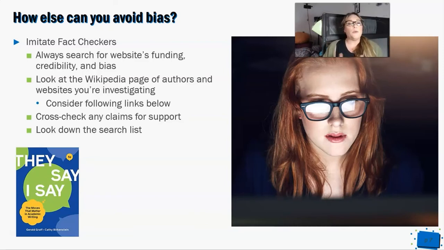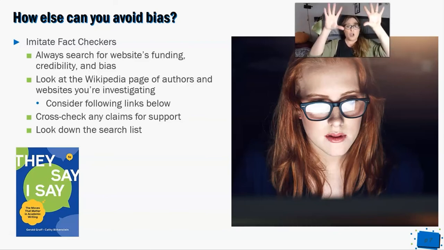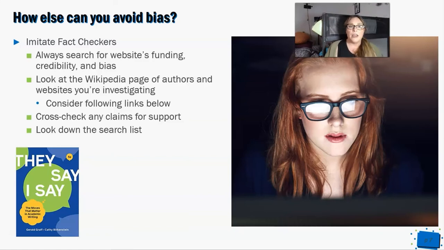I know people will say Wikipedia is not a good source. It's not a good source for your actual paper. It is an excellent source to look up authors, to look up websites, because they have all of the links and all the information so you can figure out very quickly where this is coming from if it is credible.